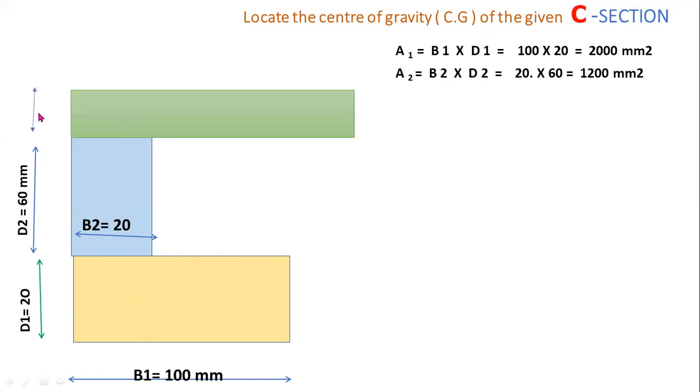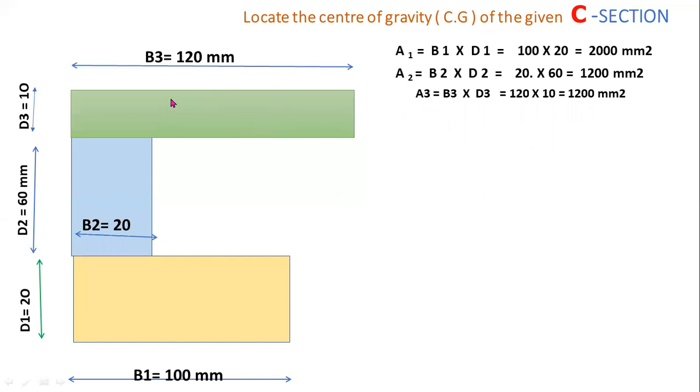And this one is depth D3 and this one is base B3. So the area of the top rectangle A3 equal to base into depth. Base equal to 120 and depth equal to 10. That value equal to 1200 mm square. So these are the individual areas. A1, A2, A3 are the individual areas, whereas capital A equal to A1 plus A2 plus A3 is the total area of the C section.